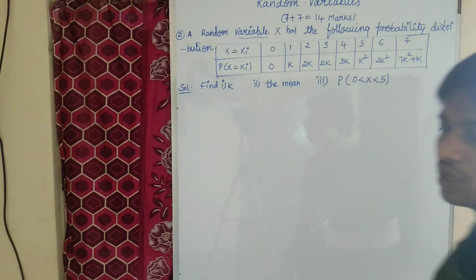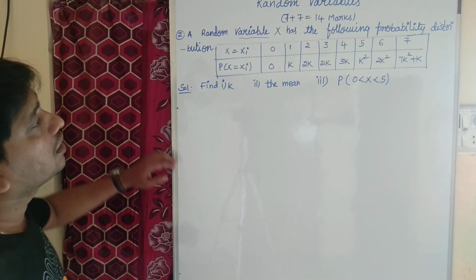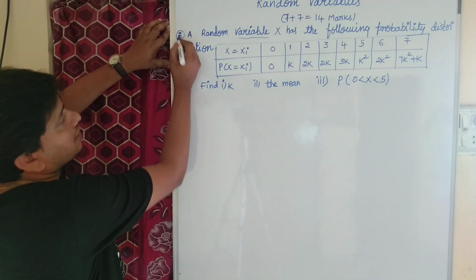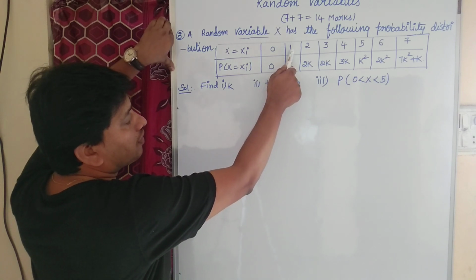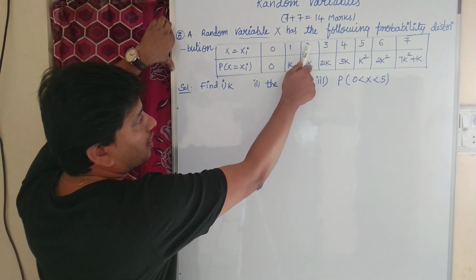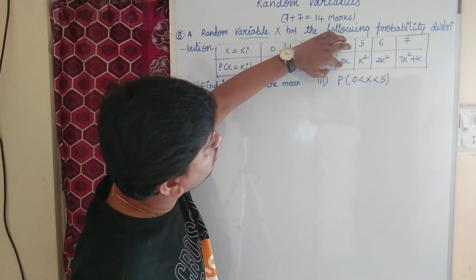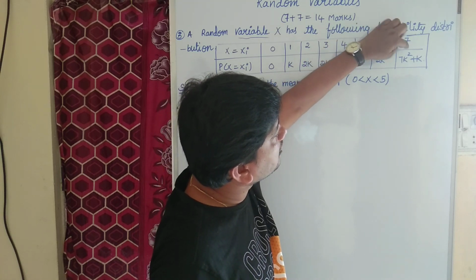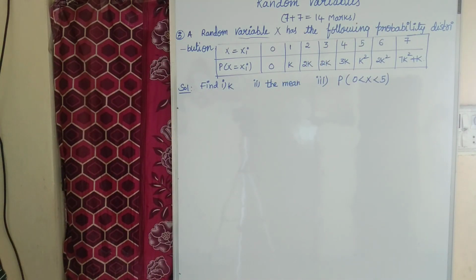Now coming to the third question. A random variable x has the following probability distribution: P(X = xi) for xi = 0 is 0, for 1 it is k, for 2 it is 2k, for 3 it is 2k, for 4 it is 3k, for 5 it is k square, for 6 it is 2k square, and for 7 it is 7k square plus k. Now we need to find the value of k.